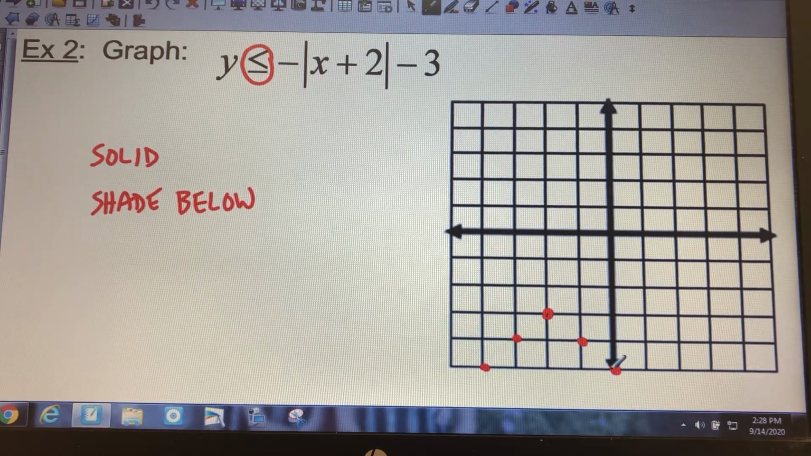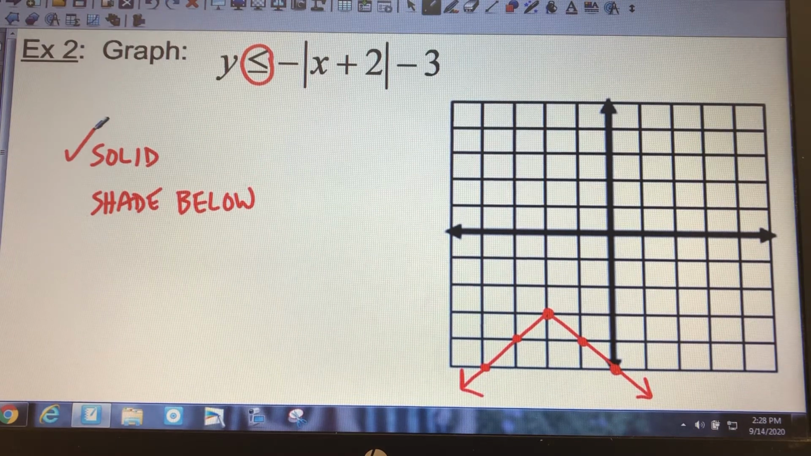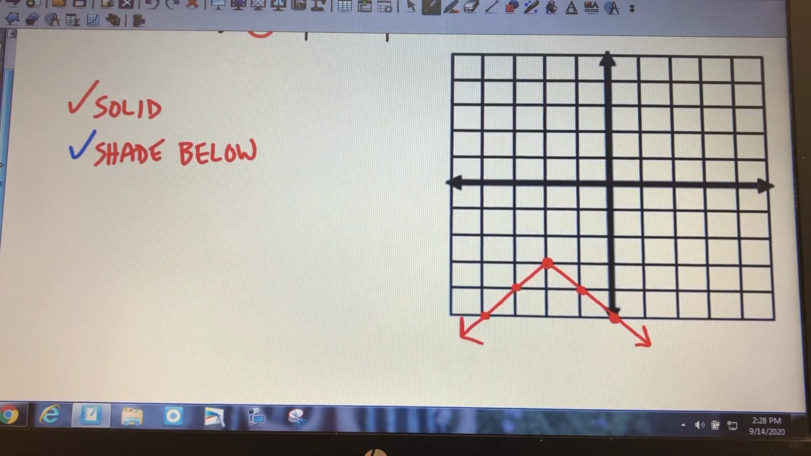Okay, so hopefully that's not new. Now, it's going to be a solid line. So when we connect these points, it's going to be a solid line. Okay, so that takes care of that guy. Now we're going to shade below. So take, again, any point and go below it. You can take any point and go below it. So that means we're gonna shade all of this region.